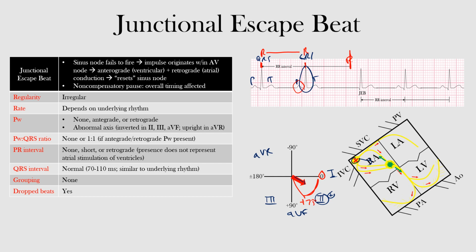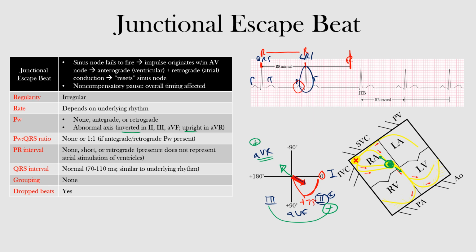Now what we're saying is that we have the rhythm originating from within the AV node. Okay, so now it's heading in the opposite direction. Imagine it going in this direction, or at least towards AVR. That's why we'll see these positive upright P waves in AVR and negative P waves in these inferior leads. So inverted P waves in the inferior leads, upright in AVR, because of this abnormal P wave axis.